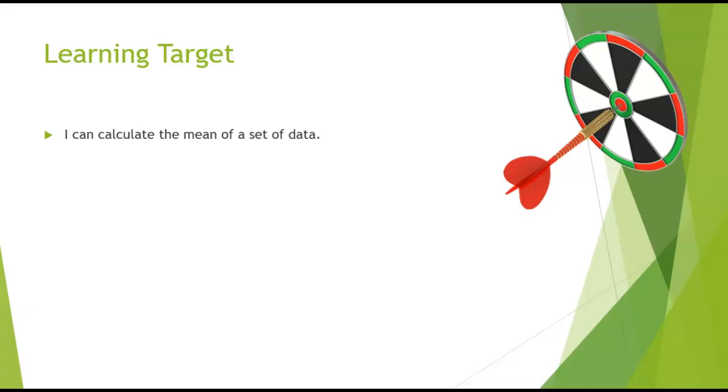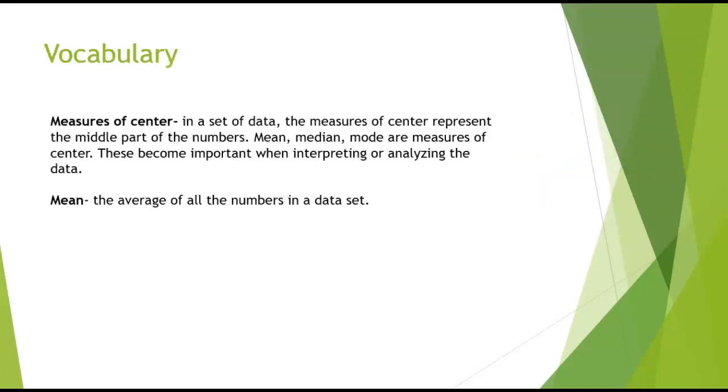There's some things that we need to learn before we learn how to calculate the mean. We need a little bit of vocabulary. So when we talk about the mean, median, mode, we're talking about measures of center. That means that when we're looking at a set of data, the measures of center measure the middle part of the numbers. It represents the center of the data, or the middle numbers. Mean, median, mode are the measures of center. These become really important when you want to interpret or analyze the data.